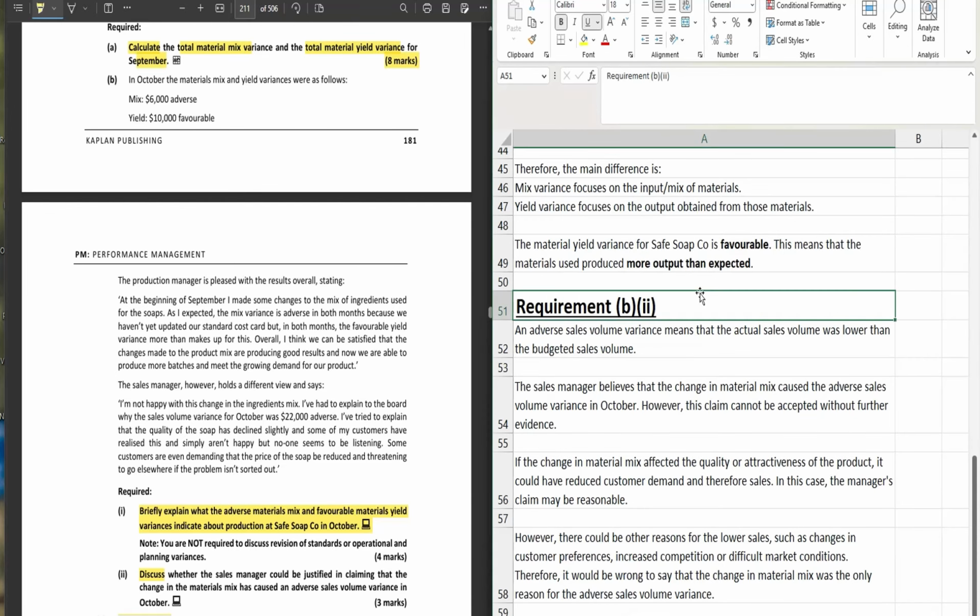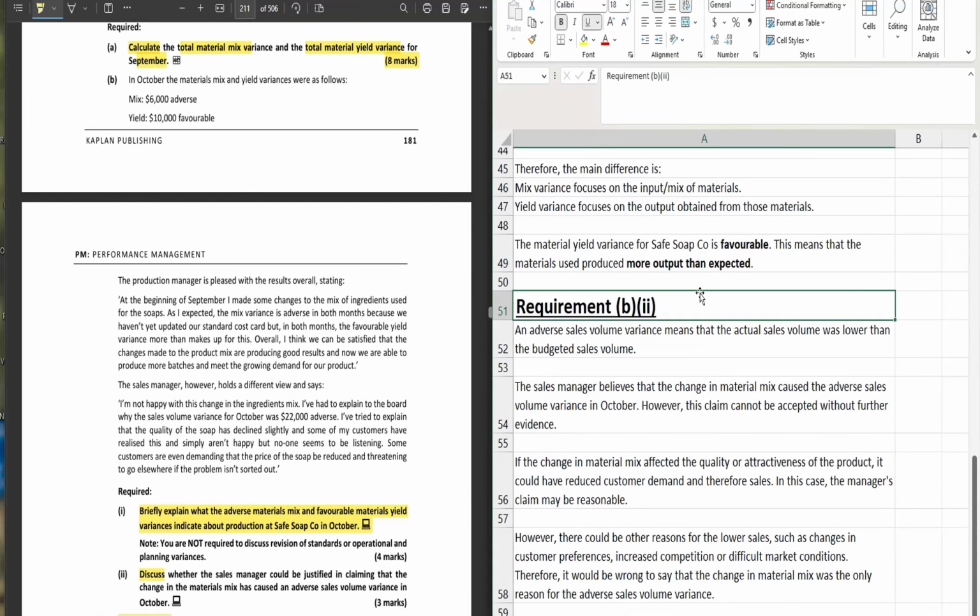Therefore it will be wrong to say that the change in the material mix was the only reason for the adverse sales volume variance. The sales manager should provide evidence linking the change in the material mix with the fall in sales. For example, customer feedback or a comparison of sales before and after the change could help to support the claim. So the claim may be possible, but more information and evidence are required before concluding that the change in material mix caused the adverse volume variance. Okay, so this is only for 3 marks. That's why I have written a small paragraph.